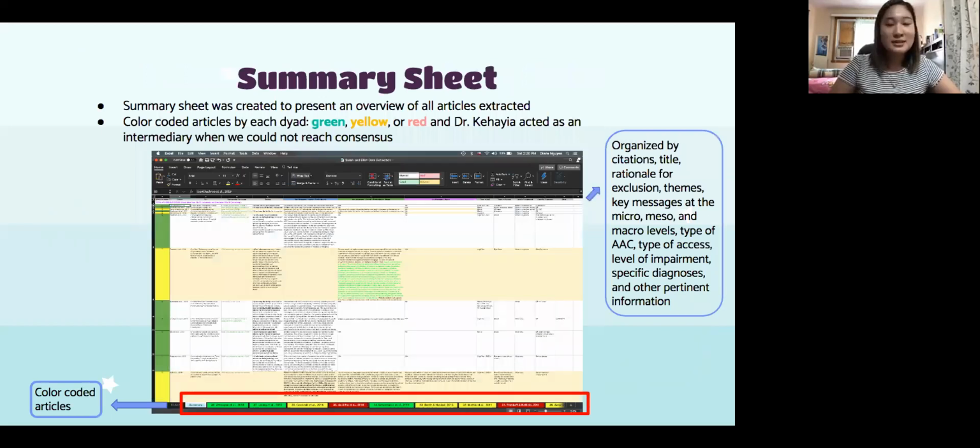In the same step, we have created a summary sheet in order to present an overview of all the articles extracted. We have also color-coded all the articles in the color green, yellow, or red. Green was identified as the articles that targeted or pursued objectives. Yellow was identified as articles that could support the main concept from the green articles. And red was identified as being irrelevant to our objectives.